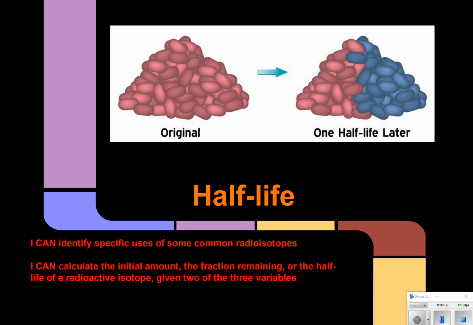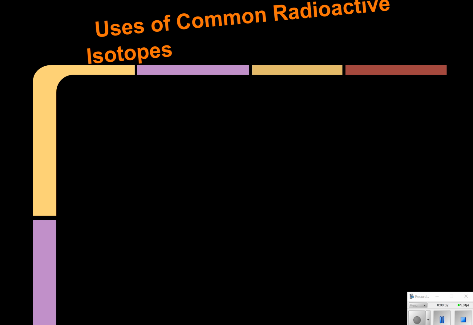As we continue our lessons talking about the nucleus of atoms, today we're going to focus on some specific types of radioisotopes, and we're going to take a look at what their uses are. And then at the end of the lesson you should be able to calculate the initial amount, fraction remaining, or the half-life of a radioactive isotope when you're given two of those three variables.